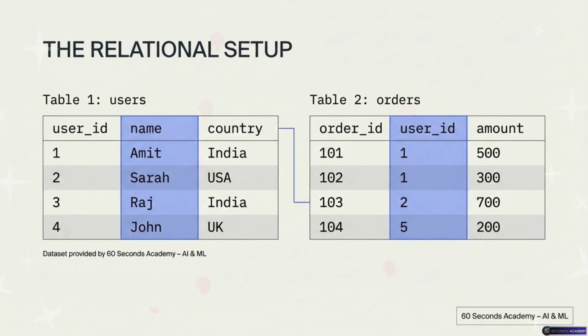Wait, hold on. I'm looking at the users table, and there is no user 5. We literally only have users 1 through 4. Yeah. Keep that anomaly in the back of your mind. It is a very common real-world data integrity issue that interviewers use just to test your logic. Oh, that's sneaky. It is.